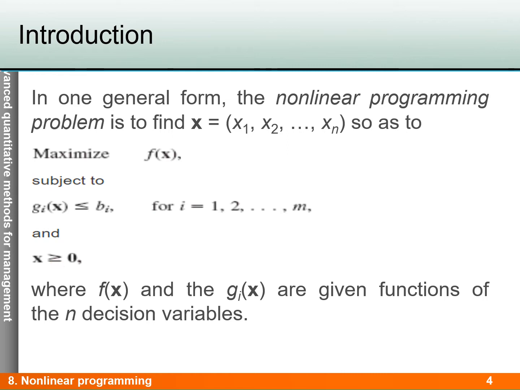So, in this problem we have two important concepts, f(x) and g_i(x), that are given functions of the decision variables that we are searching for. As I told you, I repeat, this x that we have in bold is the vector of the decision variables, based on the example and how many variables we need. We should find this bold x. Let's continue.